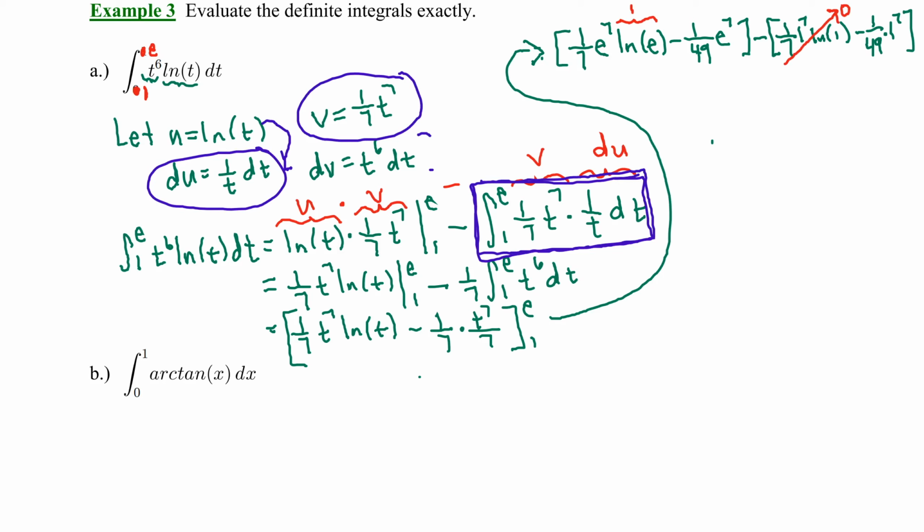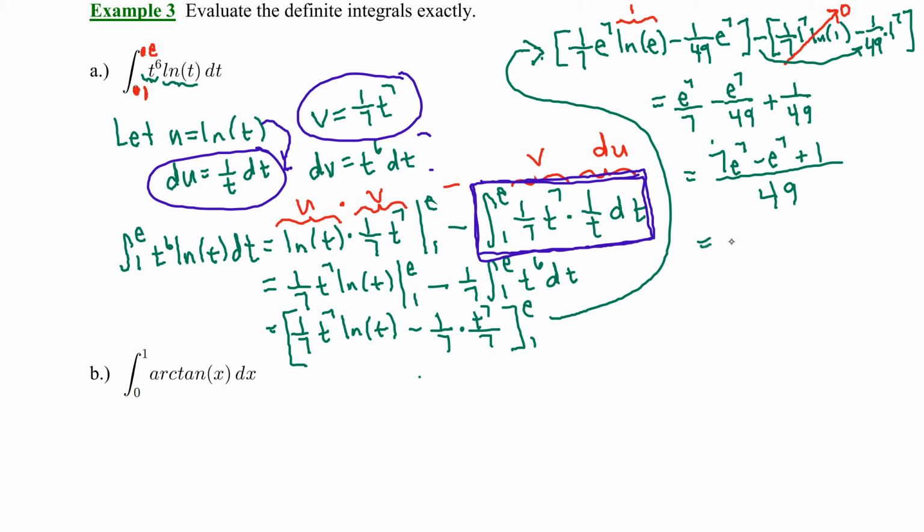This will then simplify down to, and I'm going to write it as concisely as possible, how about we call it e to the 7th over 7 minus e to the 7th over 49. And remembering to distribute this negative, we have plus 1/49. If we go ahead and get a common denominator of 49, we would have 7e to the 7th minus e to the 7th plus 1, or how about a final answer of 6 e to the 7th plus 1 divided by 49. Now remember, that is the exact answer.